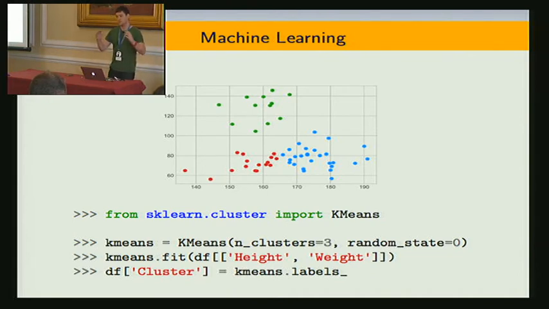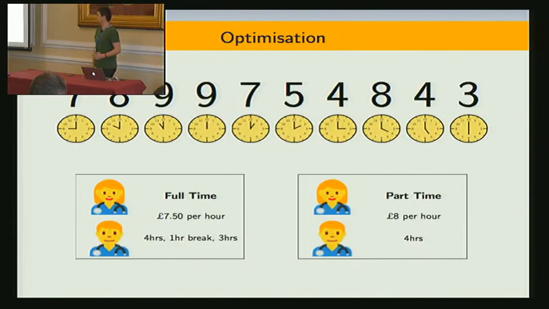I want to look at some more traditional operational research problems. So here's a problem, it's a scheduling problem, a nurse rostering problem. So we have a ward where at each hour of the day, we have a different minimum number of nurses required to be on duty. So between 9 and 10, we need at least 7 nurses on duty. Between 10 and 11, we need at least 8 nurses on duty. Between 11 and 12, 9 nurses, and so on.